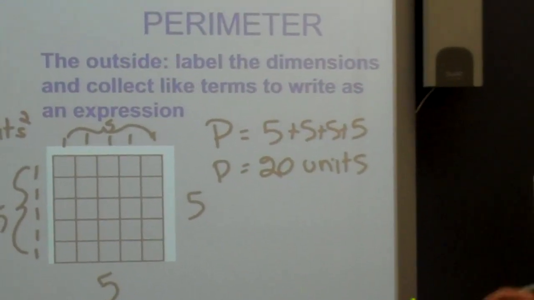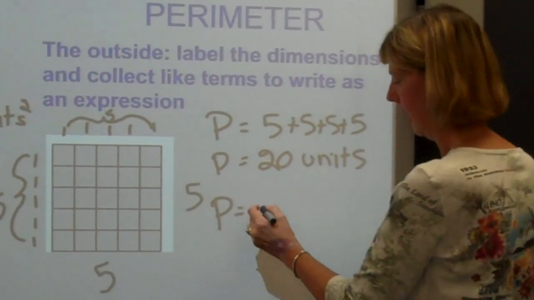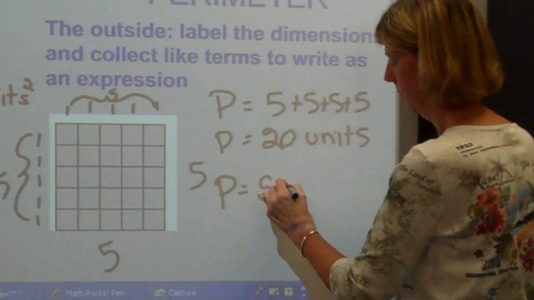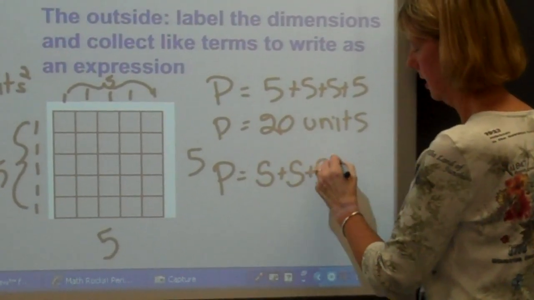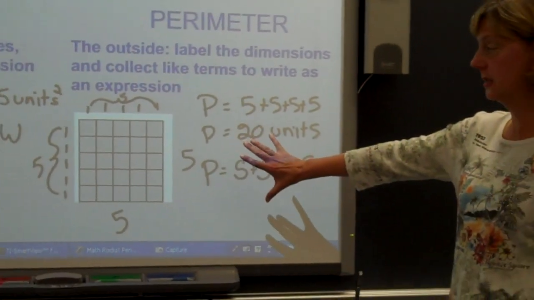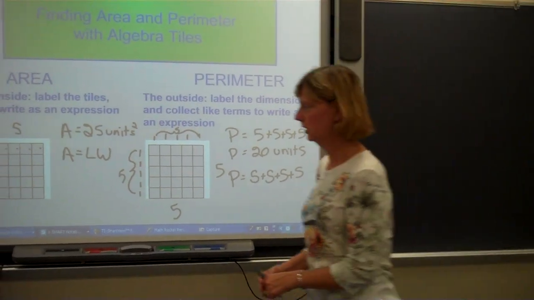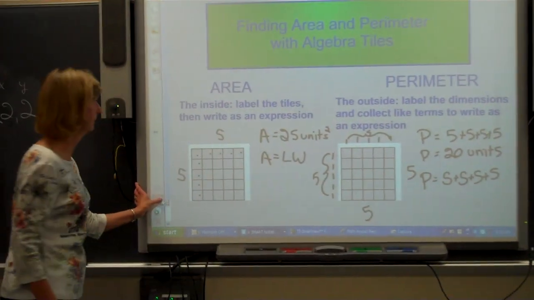That's a linear measurement. It's not squared. So the formula is add up all the sides. Side plus side plus side plus side. When we're talking about a rectangle, notice this is a rectangle. With any figure, you would just add up the sides. So let's see what that looks like with algebra tiles.